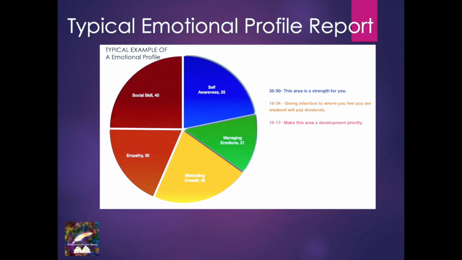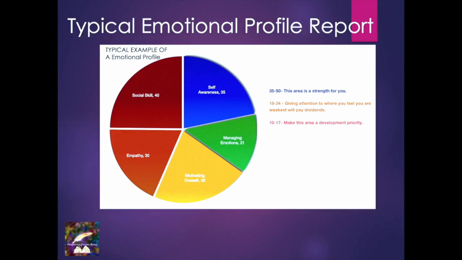points. 18 to 34, you need to give attention to where you feel you are weak. That will pay good dividends, that will make you successful in that area, if you need that in your job, in your profession, in your relationships, etc. 10 to 17 will make this a priority. You need to develop this if it is that low on the scale. Now this person, fortunately, is doing very good on all scores.